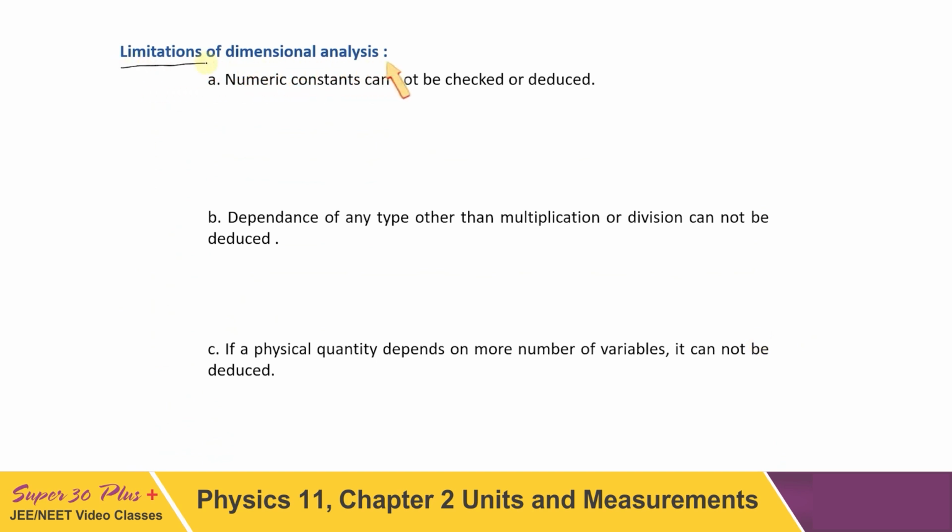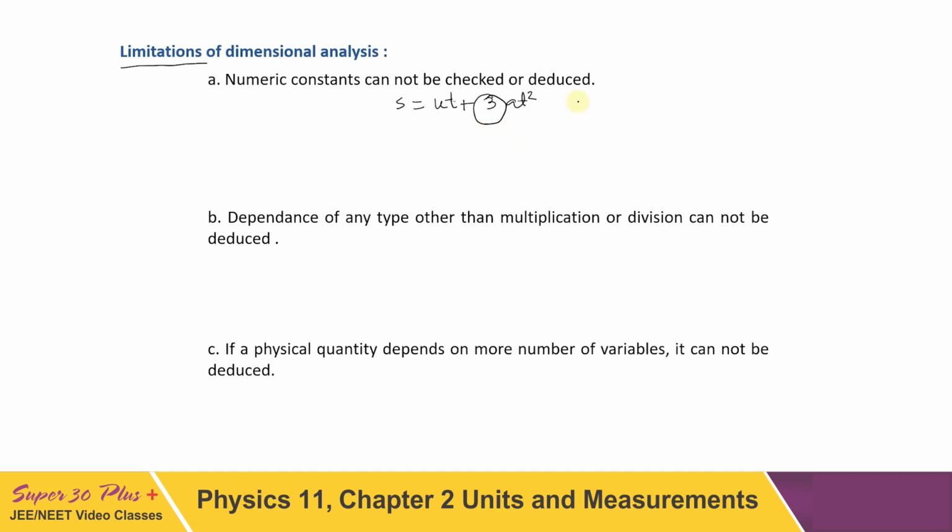The first one is that numeric constant cannot be checked or deduced. As I had taken one example for uses, it was the third kinematical equation, S is equal to ut plus half at square. We all know this expression very well, but in place of 1 by 2, let us take 3. So now I am writing S is equal to ut plus 3 at square. If you check it dimensionally, we would get that yes, this is correct, as we know that this numeric constant is not correct. So the expression cannot be correct. Only it can be said that yes, dimensionally it is correct. So numeric constant, it cannot be checked.